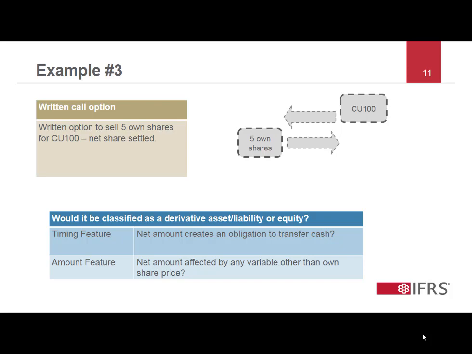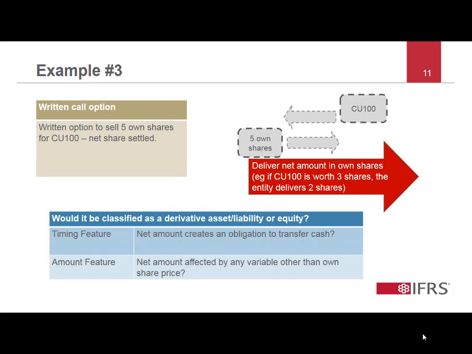Example number 3 is the derivative with similar exchange as example number 1 and 2, but is net settled in shares. So on settlement, the net amount of the derivative is paid in the entity's own shares. Let's ask the same 2 questions. Question number 1, whether the net amount creates an obligation to transfer cash. The answer is no, because the contract is settled in the entity's own shares. The entity does not have an obligation to transfer cash or another financial asset.